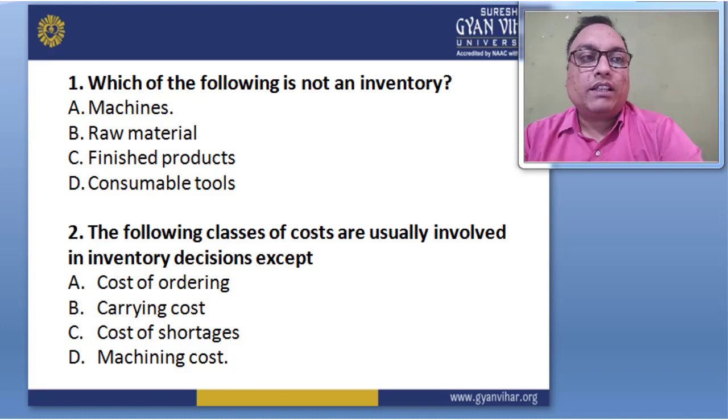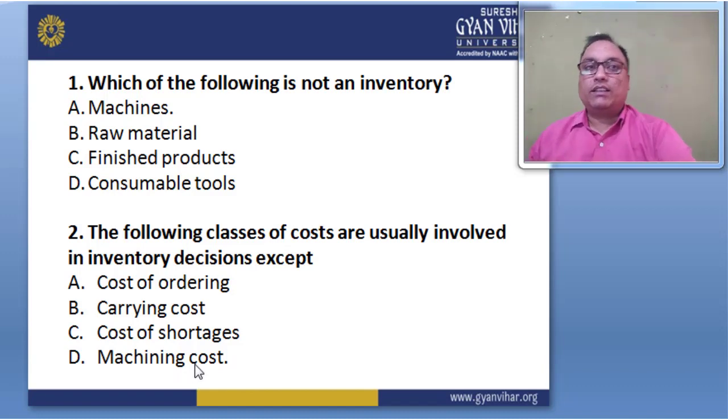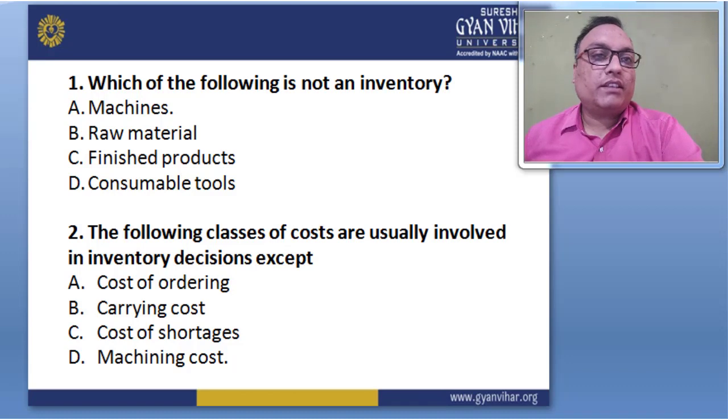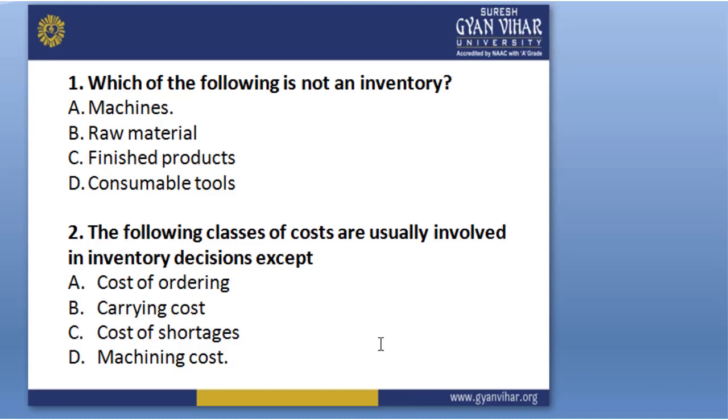The following classes are usually involved in inventory decisions except: carrying cost, ordering cost, shortage cost, and machine cost. So the correct answer for this problem is machine cost. This is the correct answer. And then we move to the next question.